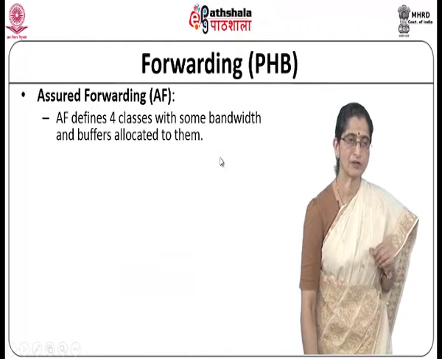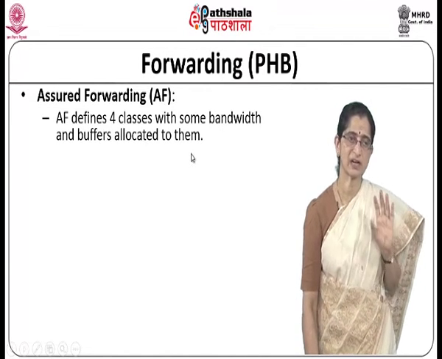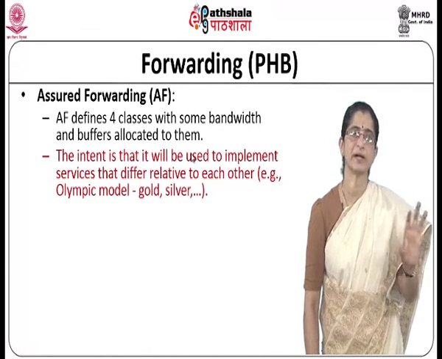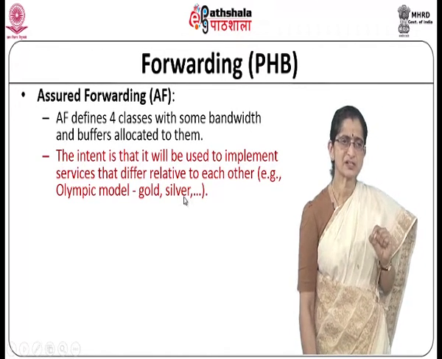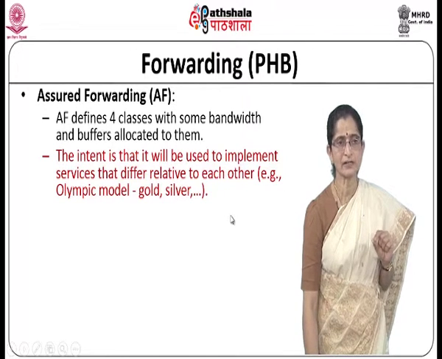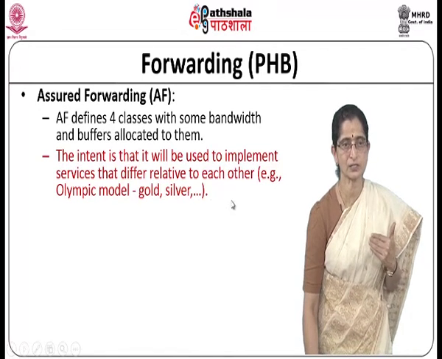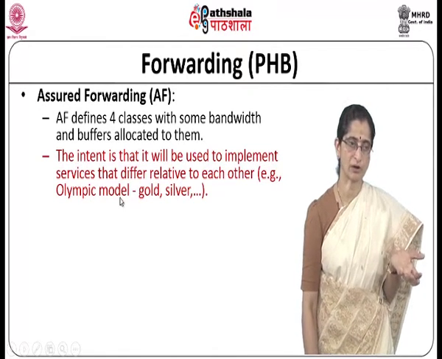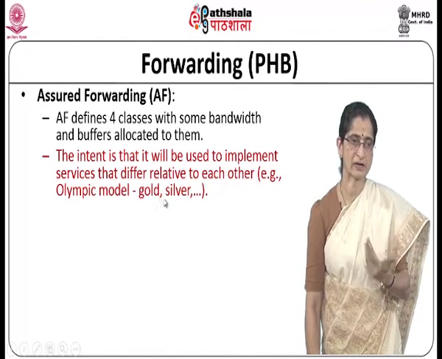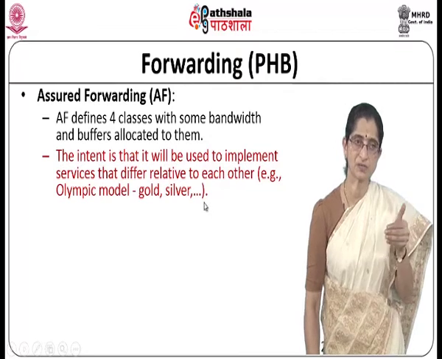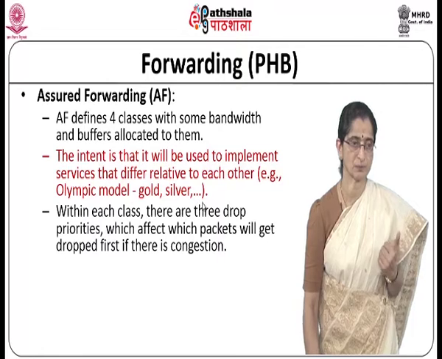Now, if you look at assured forwarding, we said assured forwarding defines 4 classes with some bandwidth and buffers allocated to them. Each class has a certain amount of bandwidth and a certain amount of buffers allocated. So, what is the idea of this? The basic intention here is that you want to provide different services which are relative to one another. For instance, you want to have something like an Olympic model. So, what is an Olympic model? You have these different medals: a gold medal, silver medal, bronze medal and so on. Similarly, we would like to give a gold service, a silver service, a bronze service and so on. That is the kind of model that we would like to support.